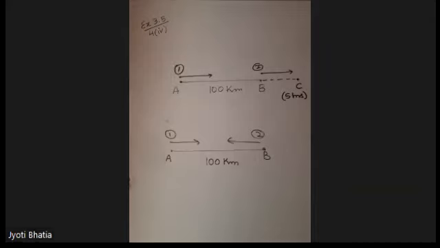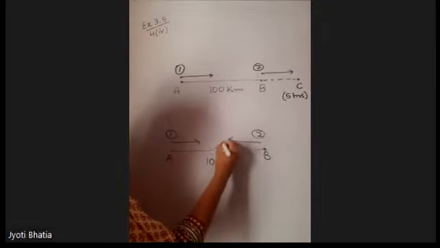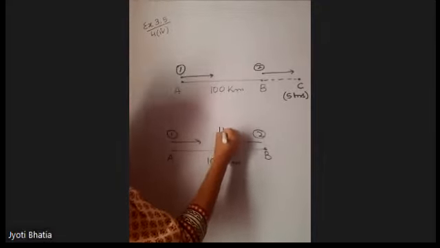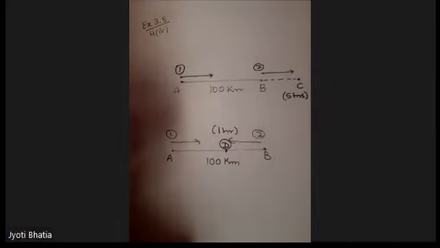Ma'am, 1. Car 1 is moving with more speed. So car 1 will cover a little more distance. So let them meet at D in 1 hour. Are you with me, children? Yes, ma'am.